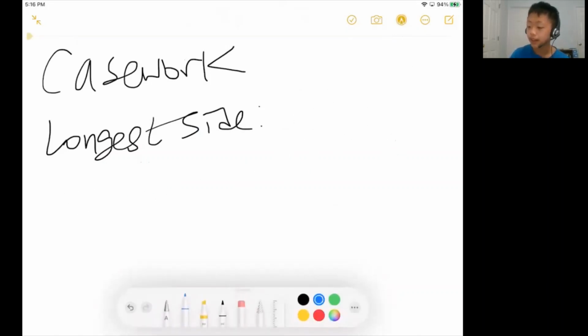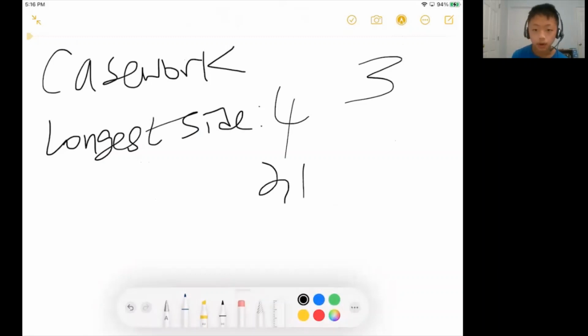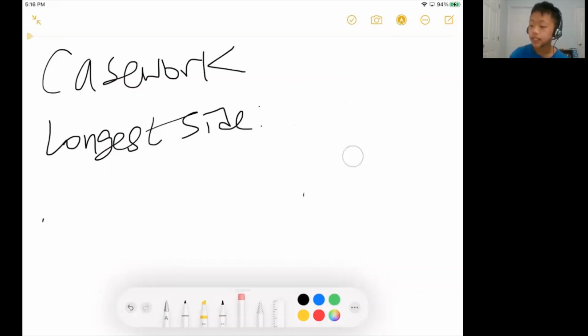The next case is if the longest side length is 4. Then the sum of the other 2 side lengths has to be 3, so you have to have 2 and 1. Again, this doesn't work because 2 plus 1 is 3, which is not greater than 4. It does not satisfy the triangle inequality, so this also doesn't work. The next case is if the longest side is 3. Then the sum of the other 2 side lengths has to be 4. So now we have 2 possibilities.